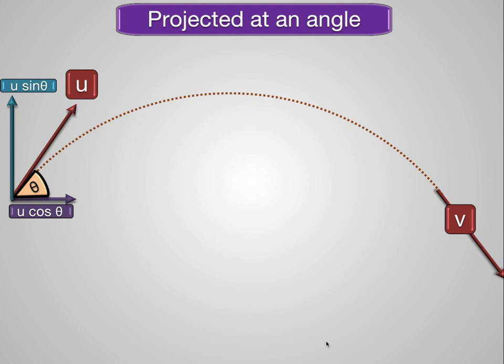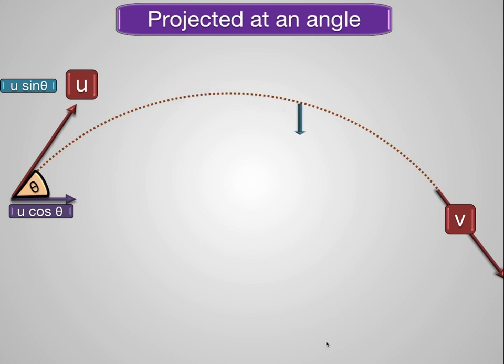Let's see what happens to the vertical component of velocity, that is u sin theta, during the motion. The vertical component will go on decreasing and it will become 0 at the maximum height. Again it will increase in the other direction and it will hit the ground with a high velocity. This is what is happening to the u sin theta. Once again you can see it's decreasing and becoming 0 at the maximum height.